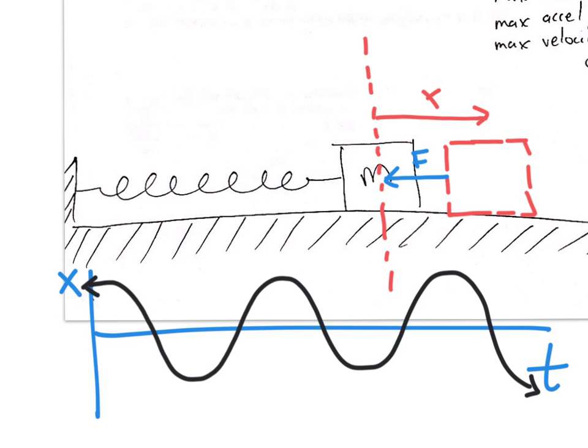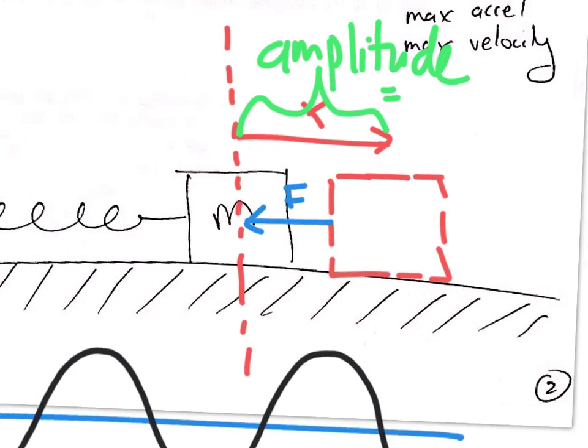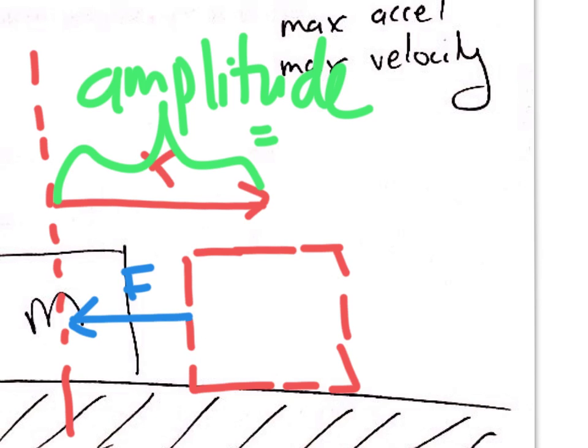Let's see, oh yeah, you can see this. All right, so this is our amplitude. And amplitude is, we could just call that our maximum displacement.